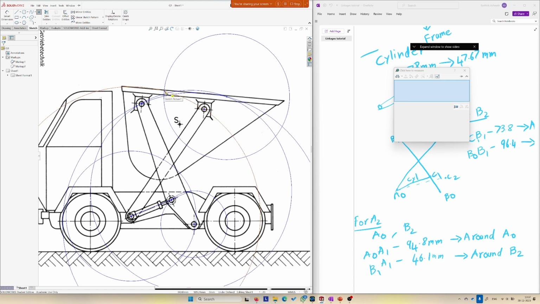Why? What do you mean why? Shouldn't it go to the right? No, it won't go to the right because the cylinder is pushing the B1 point to the right. That much is clear. And since B1 is pushed to the right, the whole thing kind of rotates. The bucket rotates. This whole thing is the dumper bucket. That thing will rotate, which will push this A1 point to the left, which means it's going to be here, not there.